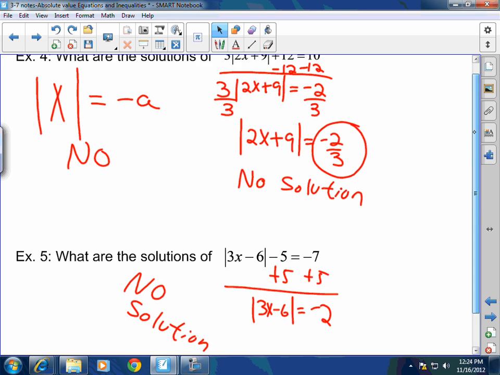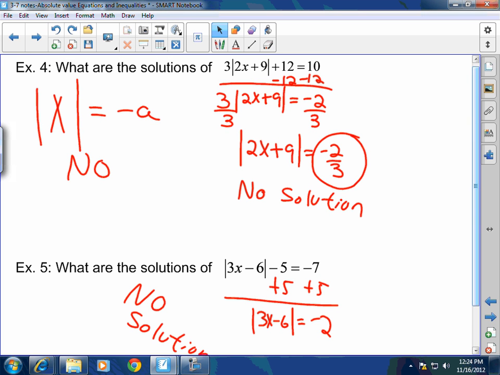What do you mean, how come I didn't distribute? Distribute what? Why would I want to distribute the 3 when I want to get the absolute value alone? 3 is being multiplied to this absolute value. So I want to get it alone. So I divide it by 3 to both sides. You cannot distribute because it's not a parentheses, it's an absolute value. So again, I want to get the absolute value alone, not complicate it more.